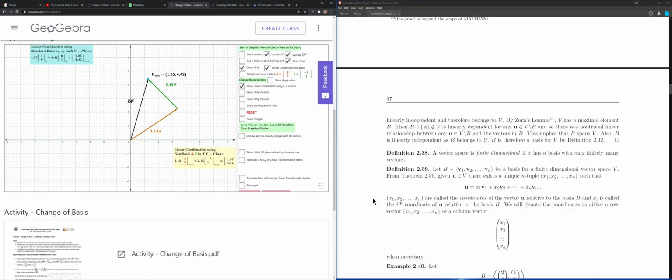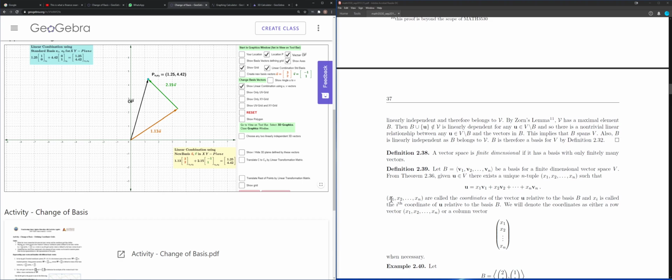And the next definition is, for example, x2 is your second coordinate of your vector u relative to the basis v. More generally, xi is the ith coordinate of your vector u relative to the basis v. Given u written as a linear combination of your basis vectors, you just want to keep track of the scalars in front of the basis vectors. In other words, the x1, x2, up to the xn.